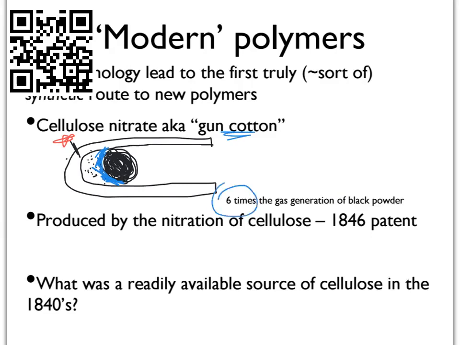It has 6 times the gas generation of black powder, so this makes it useful. You put the gun cotton in and only smoke comes out, and you wonder what happened to the gun cotton. It also burns. And this is produced by a relatively simple reaction.